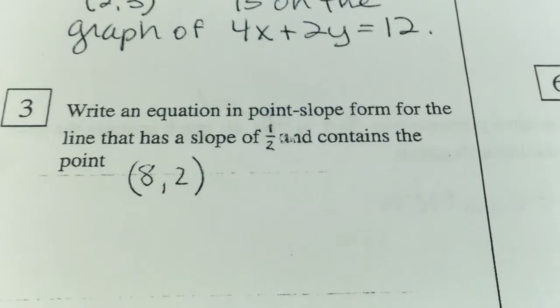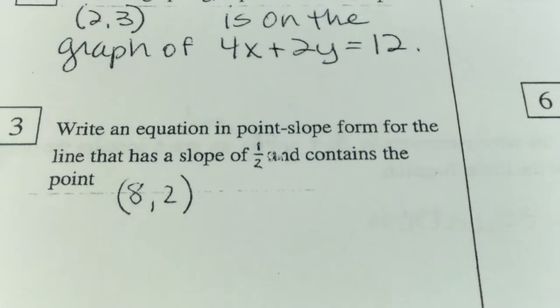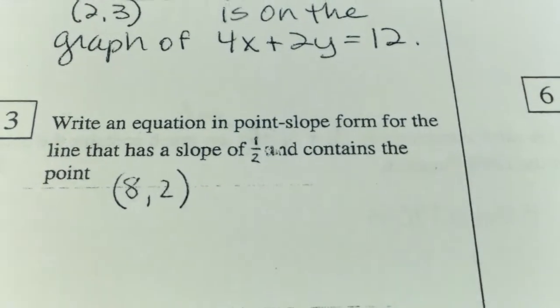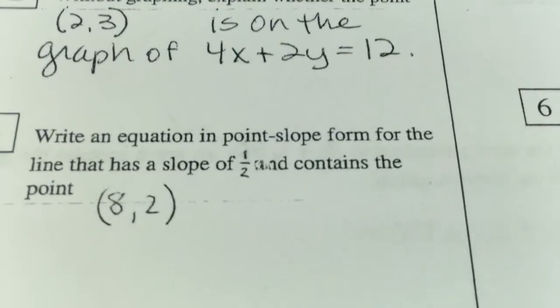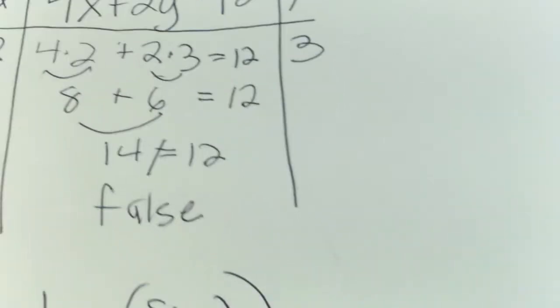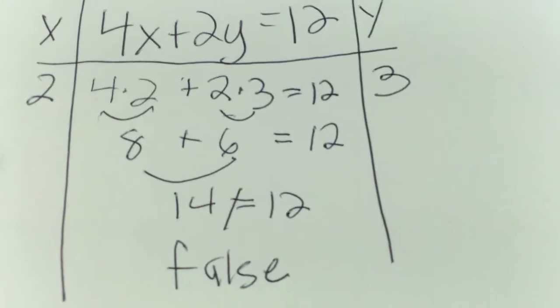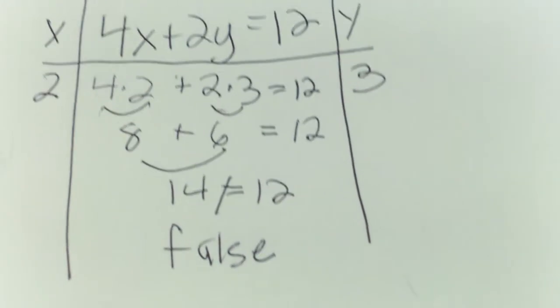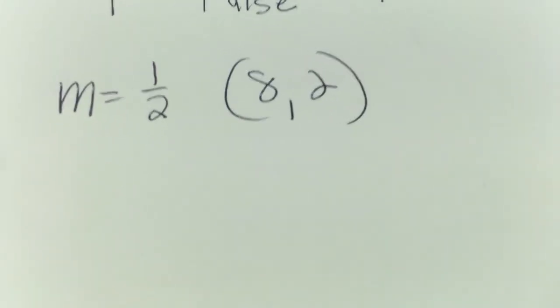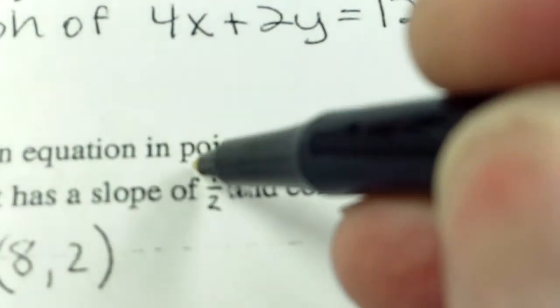Write an equation in point slope form for the line that has a slope of 1/2 and contains the point 8, 2. So the slope is a half, and it contains the point 8, 2. So we're going to look at this. What do we have here? Let's see. We have a point and we have a slope. And the directions say to put it in point slope form.